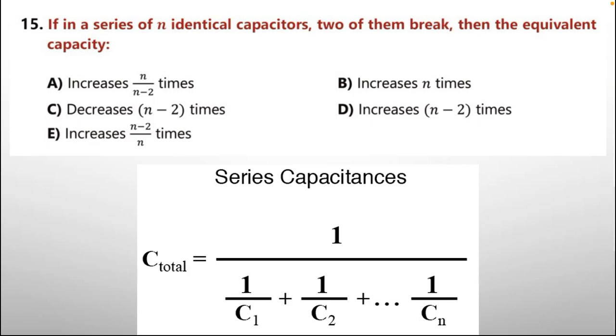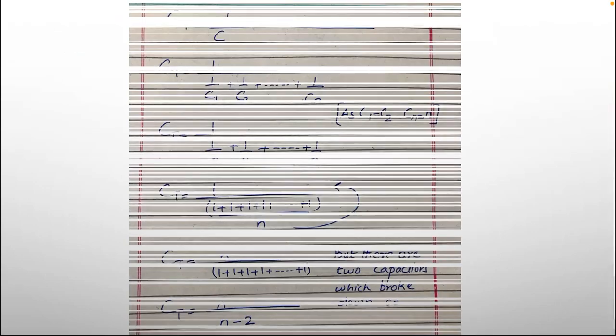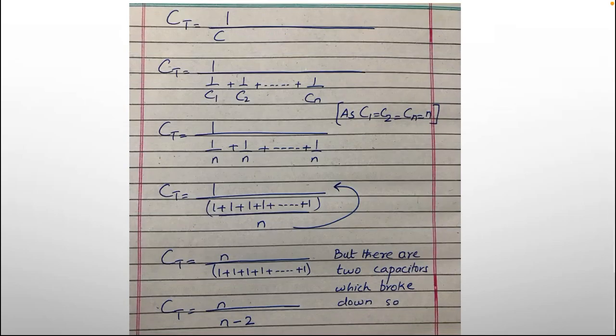Here is the formula for series capacitors if there are n capacitors attached to the circuit. By using that formula, we are going to solve it and get the final equation. In the third step, I take Ct equals 1 over (1 over n plus 1 over n...), as the value of C is n for every capacitor.